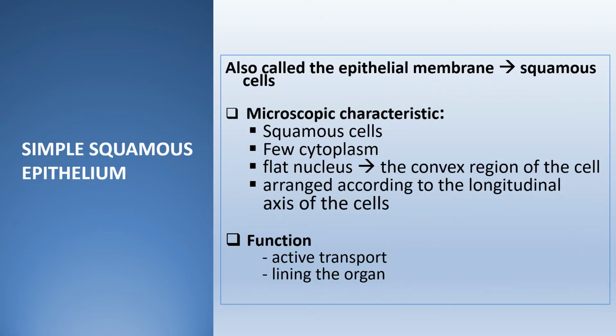Simple squamous epithelium is also called the epithelial membrane. The microscopic feature consists of squamous cells. There is little cytoplasm and a flat nucleus at the convex region of the cell. The simple squamous epithelium is arranged according to the longitudinal axis of the cell. The function of the simple squamous epithelium is active transport, and it lines the organ.